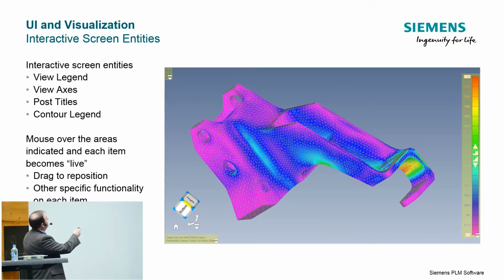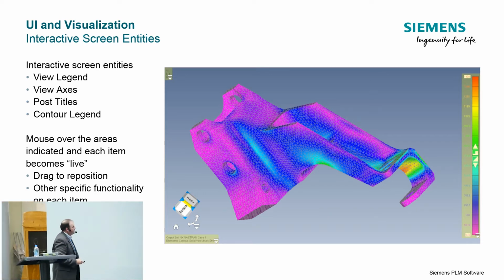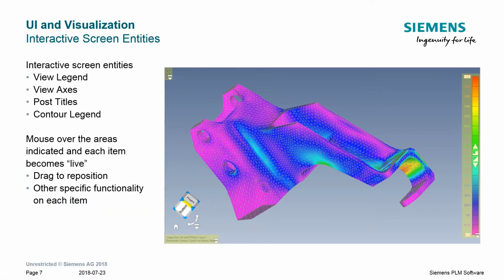So things like the post titles, the view legend, the view axes, and the contour legend. You can now click on them and drag them around the screen. Each one of them also has an icon, a little down arrow symbol, which you can click on to get to more options about that particular entity type.